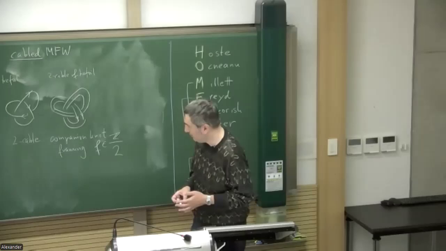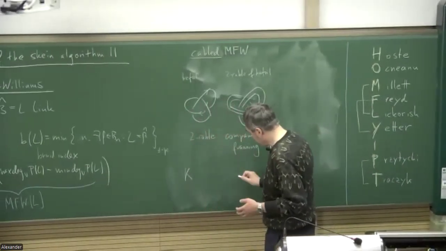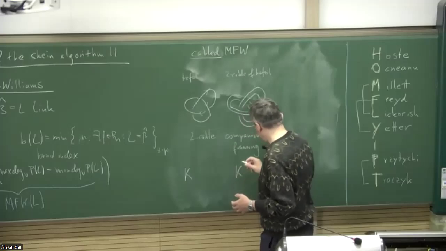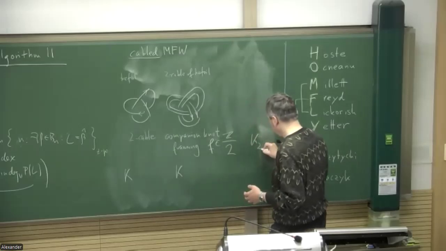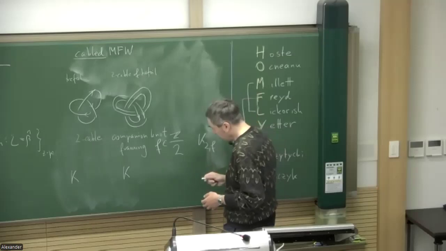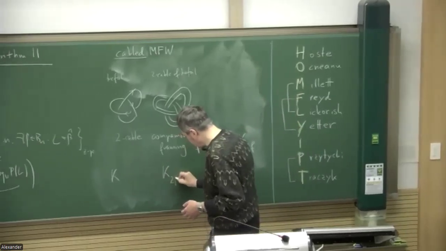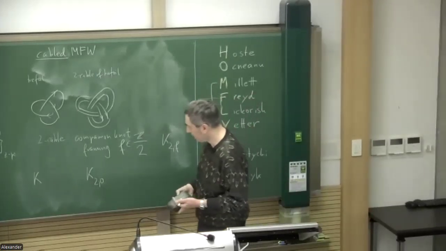And how do you obtain this framing? Whenever you have a knot K, let me first do K. How do I call this? Let me call this K_{2,F}. Okay, let me first define how you get K_{2,0}. So how do we get K_{2,0}?